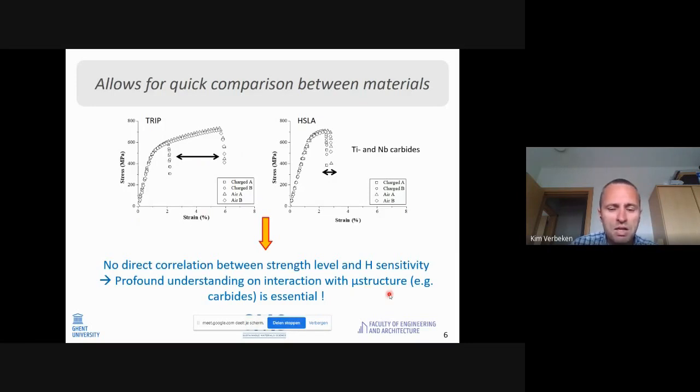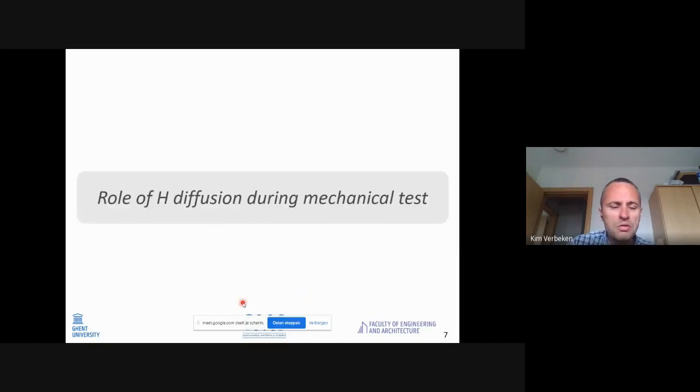So this is why it's also important that you try to combine experimental work with material characterization techniques. Here, when we compare those 2 materials, typically the role of carbides is very important, and I will come back to the role of carbides later on in my talk. So first, let me say something about hydrogen diffusion and the role of hydrogen diffusion during a mechanical test.